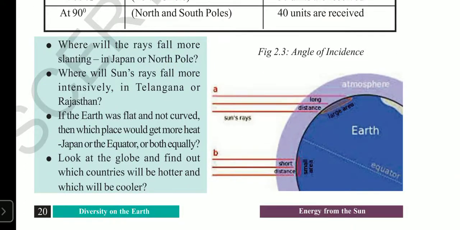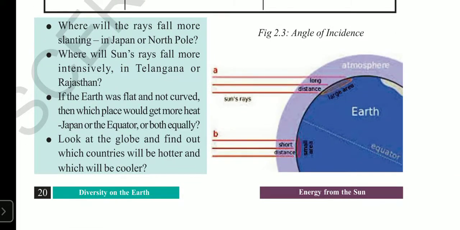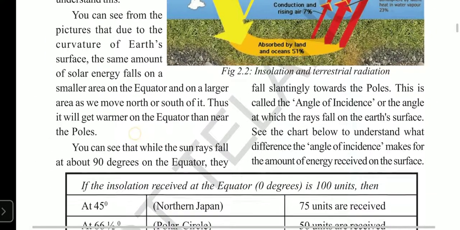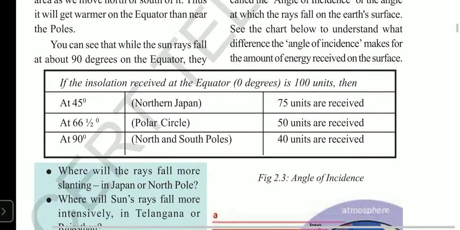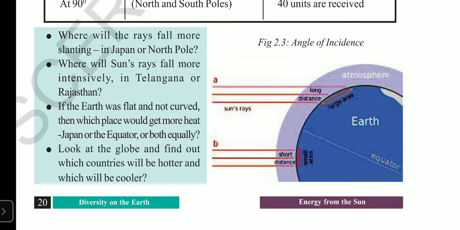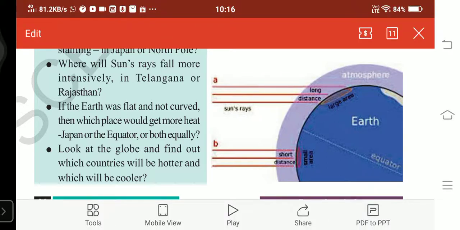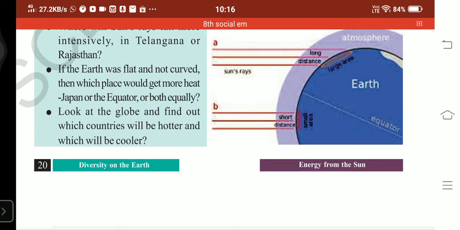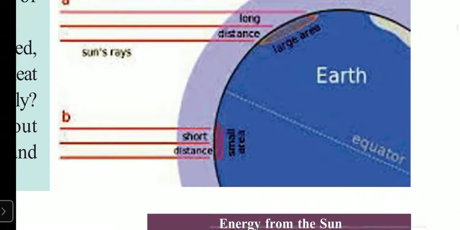Thus, it will get warmer on the equator than near the poles. I'll show you how it is. Look at my dear student. This is called curvature nature of the Earth's surface. Due to the curvature of Earth's surface. Curvature in the sense bent is there, right? In other words, what we call it is angle of incidence. Angle of incidence. Look at here. What do you see here, my dear students, in this figure?